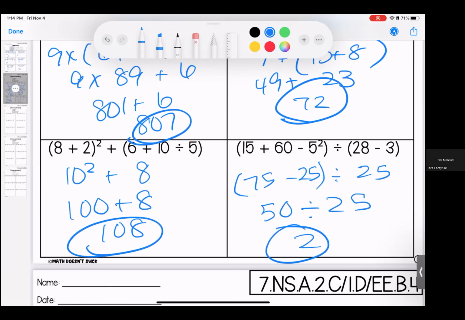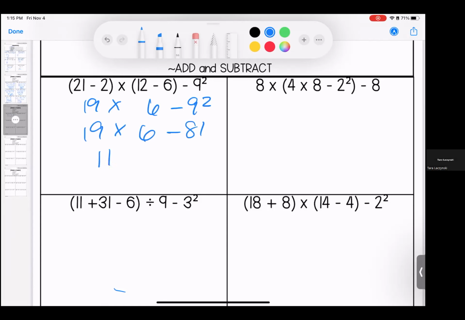Moving on to our next page, still living in the land of PEMDAS. Watch your order. 21 take away 2 is 19. Multiplication, 12 minus 6 is 6, minus 9 squared. 9 squared is 81. 19 times 6 is 114. Minus 81 gives us 33.